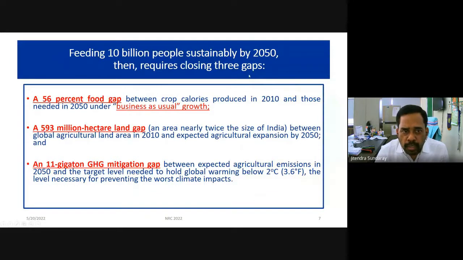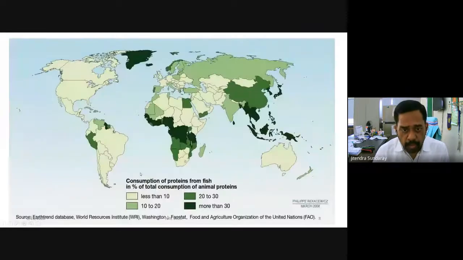As you know, by 2050 you will have around 9 billion to 10 billion people. And what is the gap? You have a 56% food gap, a 593 million hectare land gap, and an 11 gigaton greenhouse gas mitigation gap, right? So if you look at the consumer, how people across the globe consume fish, it indicates different percentages, and fish comes in around 10 to 20% of animal protein consumption. But if you look at some of the countries, the impact is more.